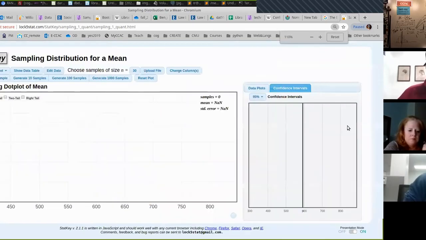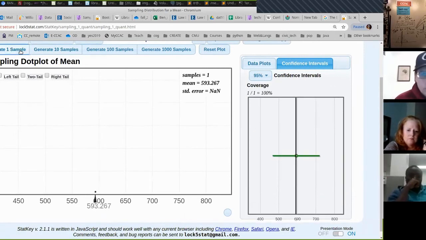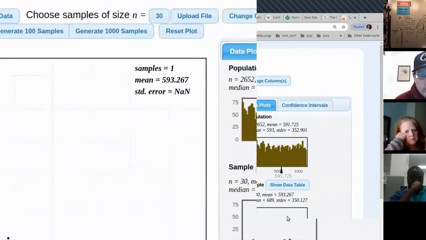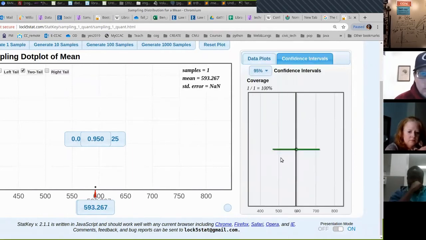Look what I've got here on the right. This is a horizontal bar in which my true population mean of 592 is shown as the dark bar. Now, when I do just one sample, my one sample had a mean of 593.267. See that? Its two-tailed confidence interval was computed to be, I can't see them because it's scaled wrong, 450 to a little over 700. In other words, this interval, did it capture the true population mean?